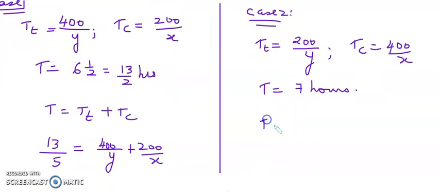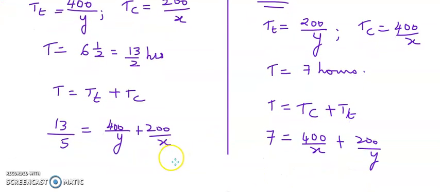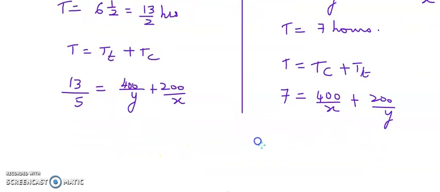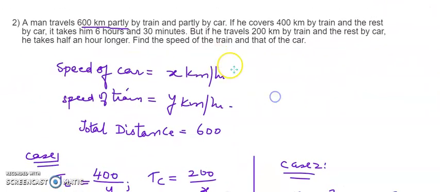So total time taken will be time taken by car plus time taken by train, right? So which will be 7 is equal to 400 by x plus 200 by y. You can interchange it and you get your equations. Then suppose 1 upon x as a, 1 upon y as b, and then you get your equation. Hope I'm clear with this. Sure? Okay.